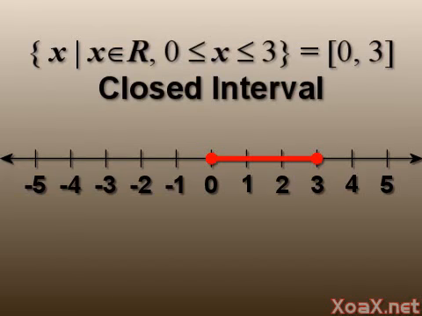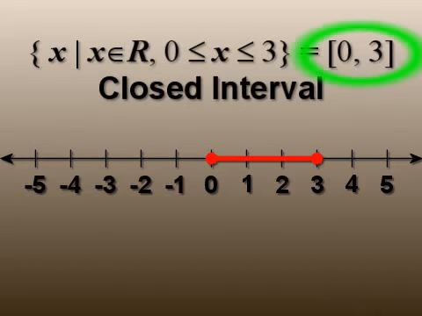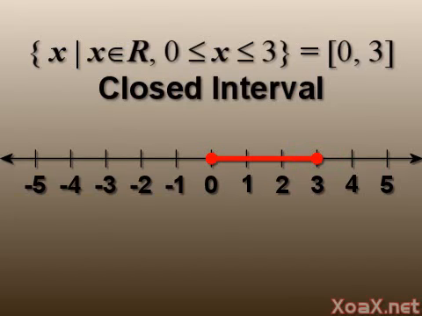More specifically, this is called a closed interval because it includes the endpoints. When we include an endpoint of an interval, we use the square brackets in the interval notation to indicate that the endpoint is included. When we graph it, we use filled-in dots to indicate that the endpoint is included. All of these representations indicate the same closed interval.